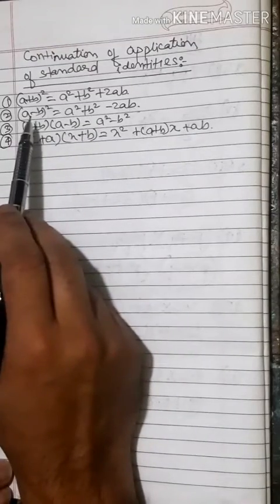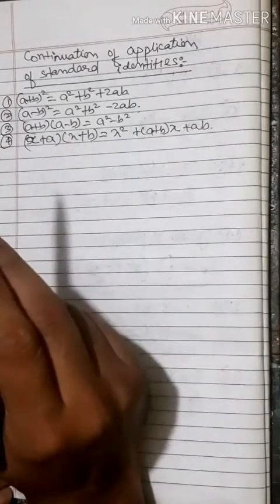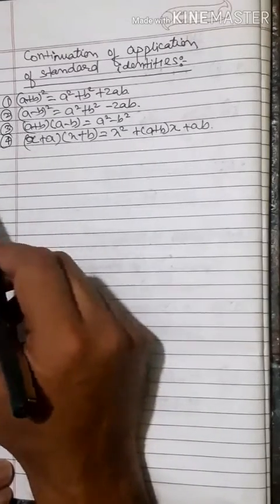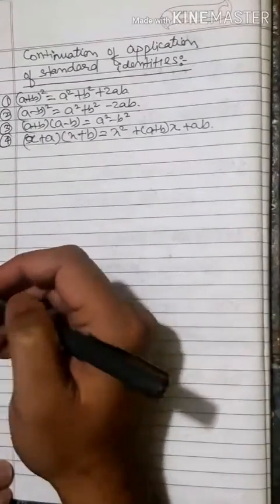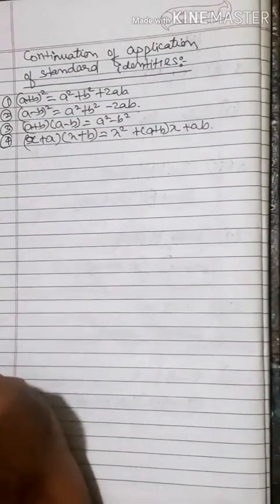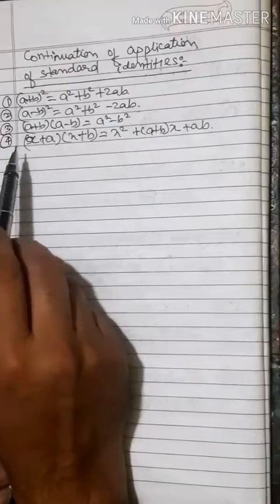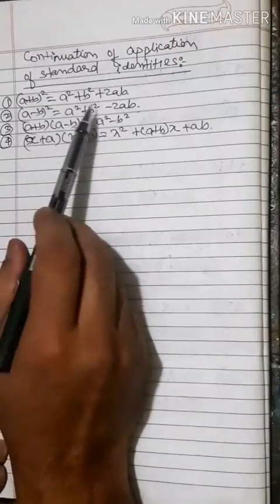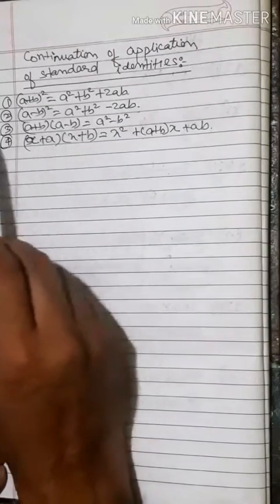The reason why I'm writing these formulas again and again is that they are very important. You should know these formulas. They are very important whenever you deal with numerical problems in physics, in chemistry, or in mathematics at a higher level. You will be using these formulas left and right. That is why I write them down again and again, so that you understand their importance. They are also known as standard identities, and these are the four formulas of standard identities.